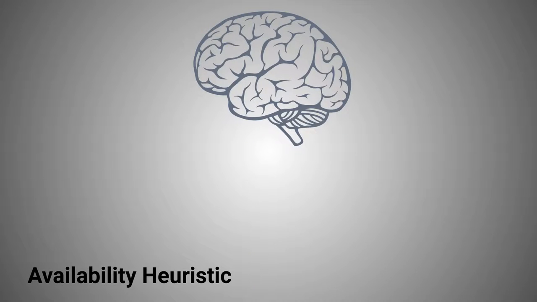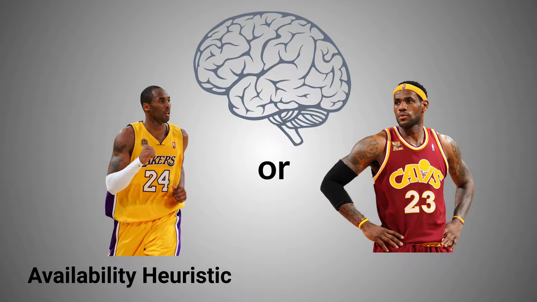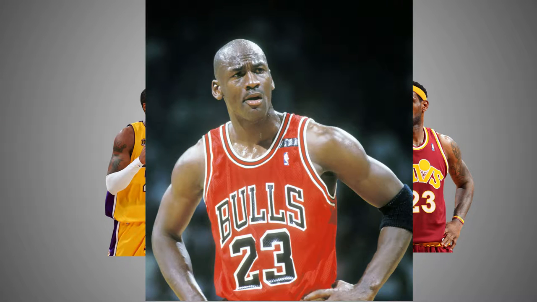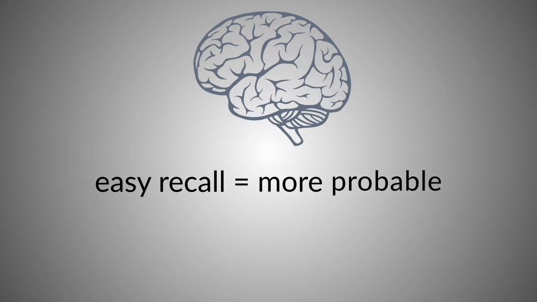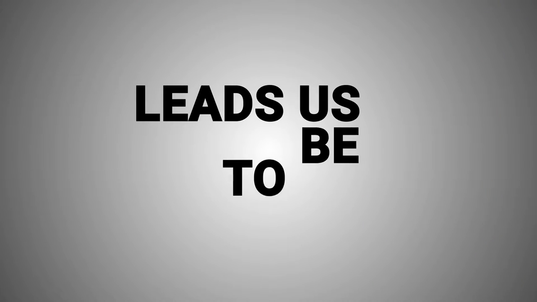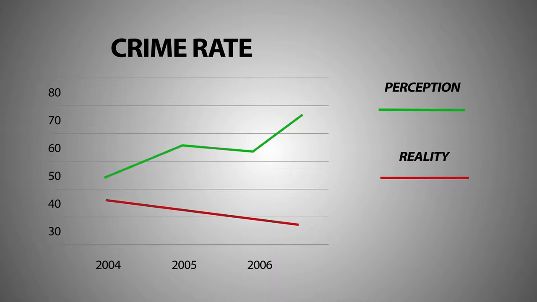In our minds, we don't know the answer exactly, so we change the question and look for information we can easily recall. We rely on the fact that the easier the recall, the more probable the result must be. And this availability heuristic leads us to be biased. We make a decision based on our personal experiences or vivid examples rather than based on the statistics.